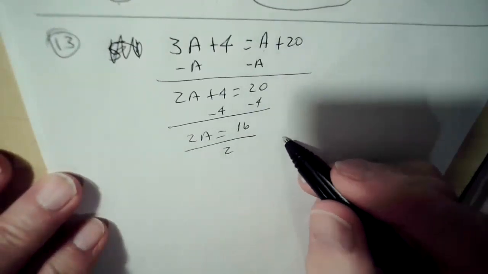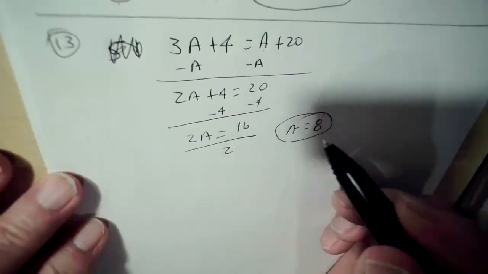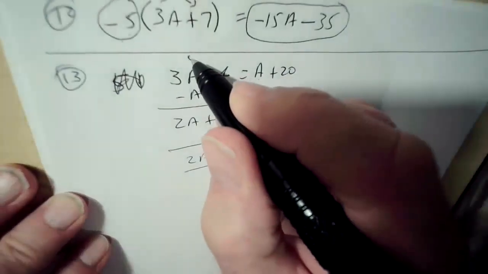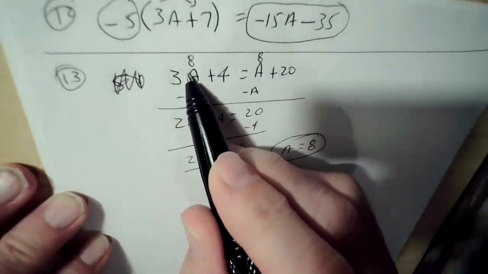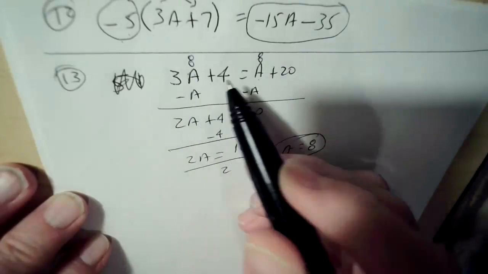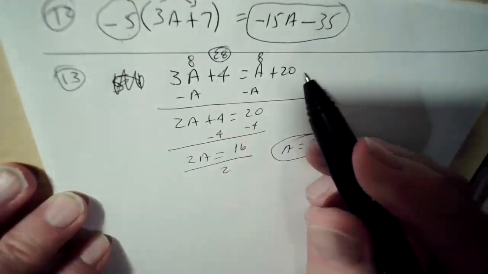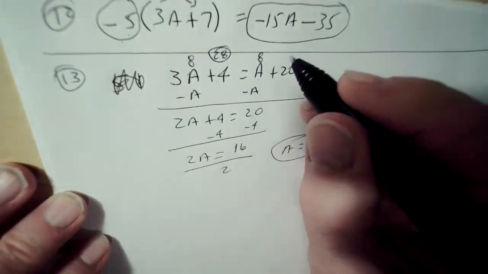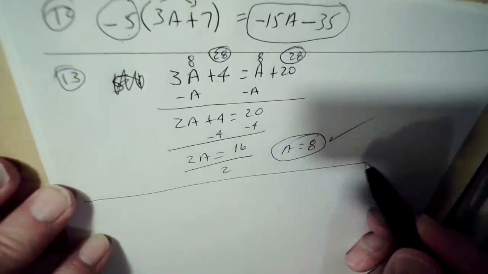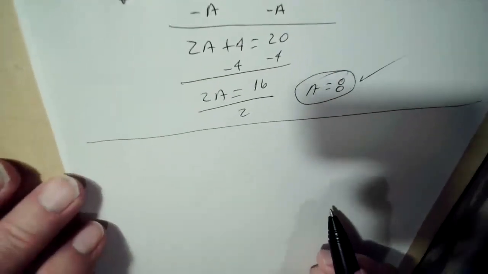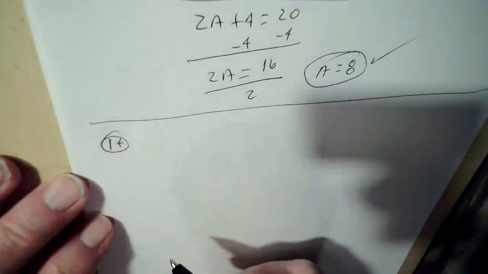Now we divide everything by 2, and we get a equals 8. If you're not sure, plug it back into the original equation. 3 times 8 is 24. 24 plus 4 is 28 on this side. And 8 plus 20 is 28. So we are correct. You didn't think I could do that, did you?